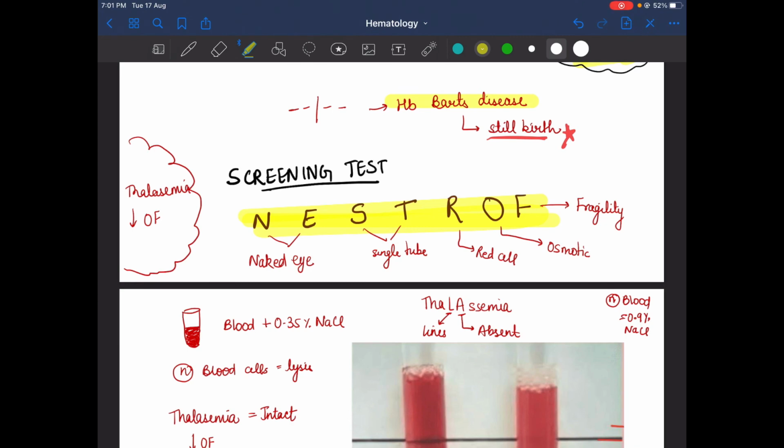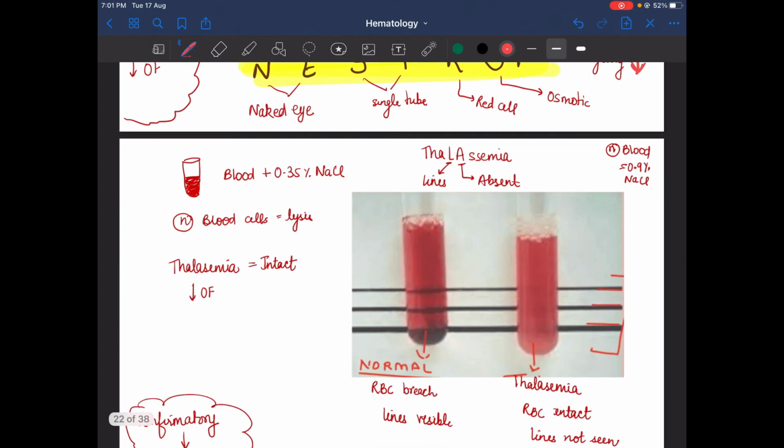In thalassemia, as the name suggests, there is less hemoglobin, so osmotic fragility is going to reduce. Osmotic fragility is reduced in thalassemia, so we can do the osmotic fragility test by naked eye. Suppose this is a tube with normal red blood cells. We see all the lines visible, meaning RBC breaching. In this other tube, the RBCs were intact to each other, and we did not see any lines, meaning breaching is not seen, so this is a patient of alpha thalassemia.